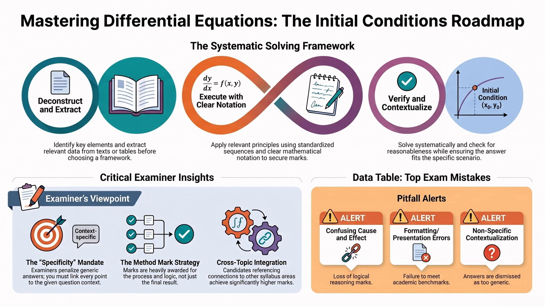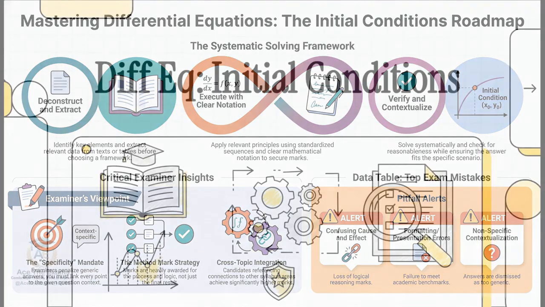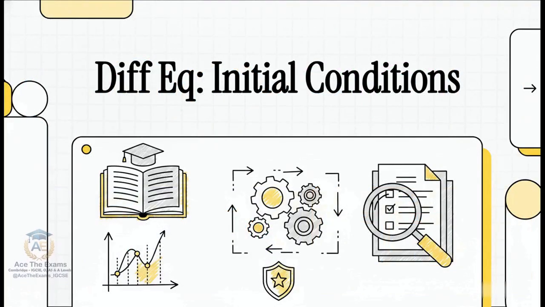Welcome to Mission Control. I am your flight director for today's explainer, and if you are prepping for the Cambridge AS and A-Level Mathematics 9709 exams, you are exactly where you need to be. Today, we are cracking open the examiner's playbook and treating this exam paper like a highly complex flight system that requires absolute perfect execution. Our prime objective: mastering differential equations using initial conditions.